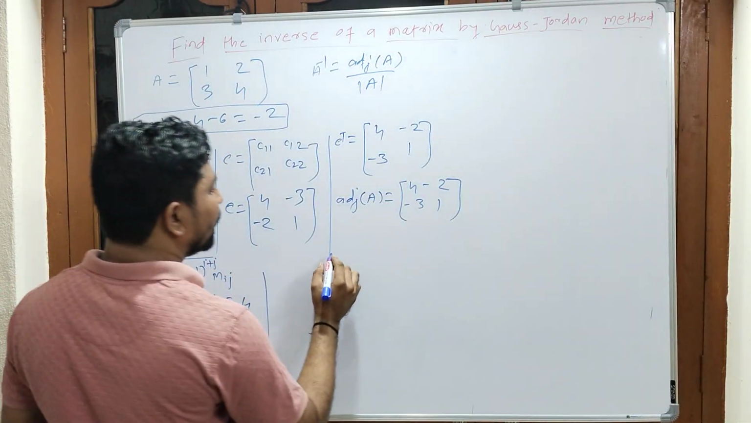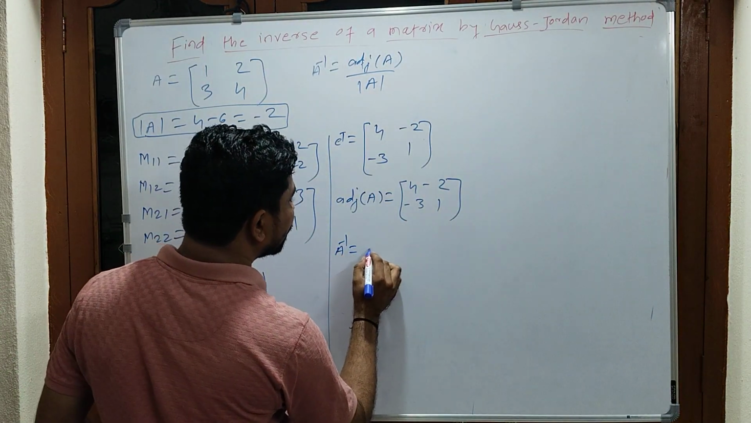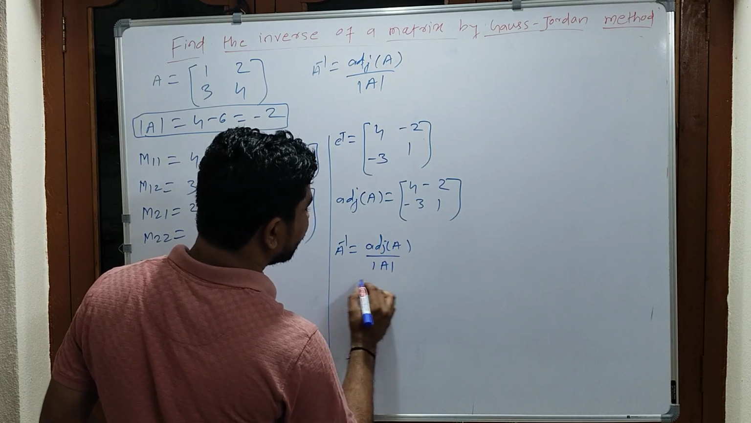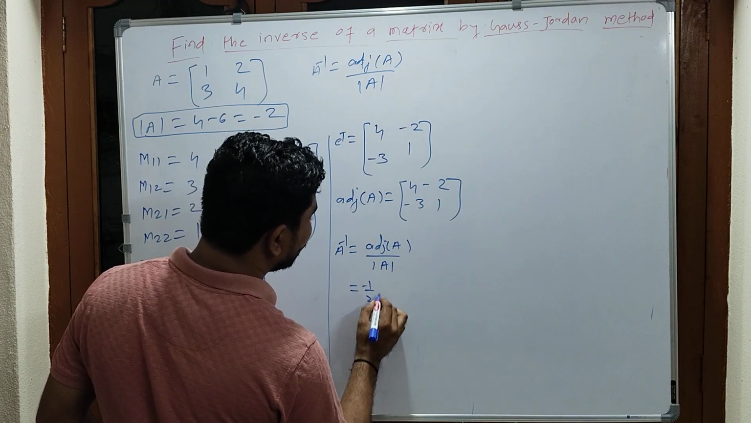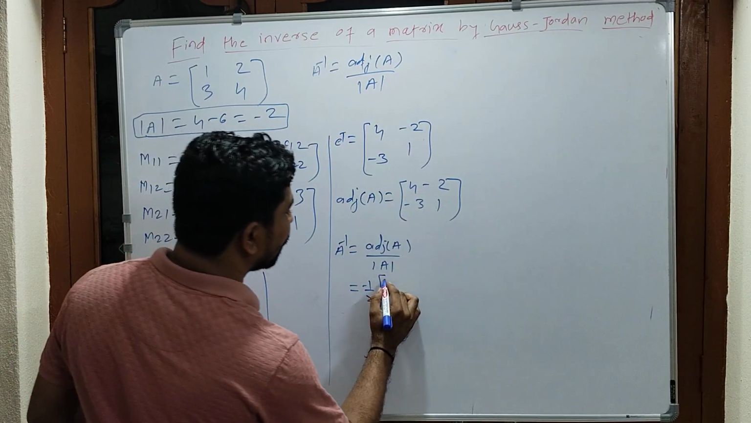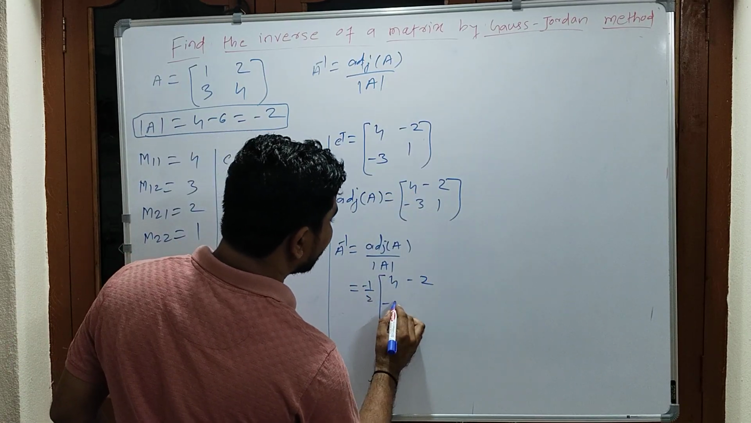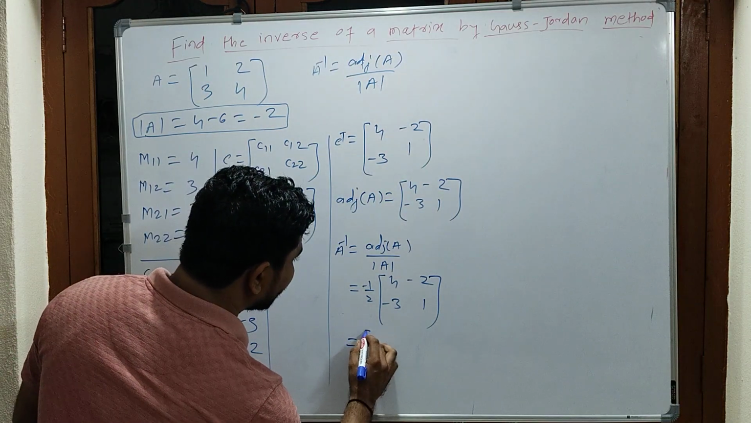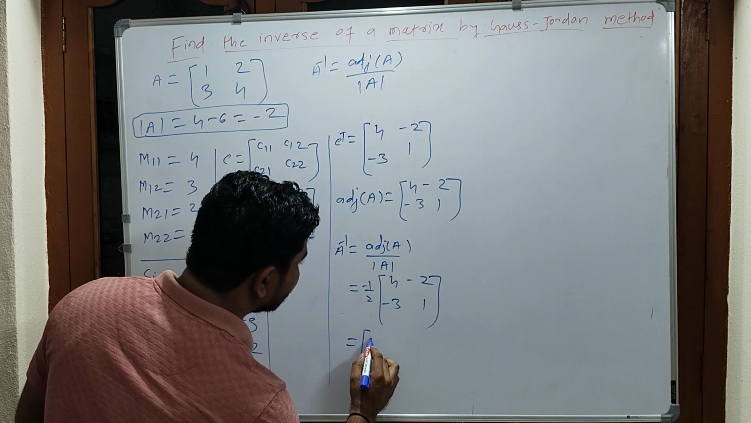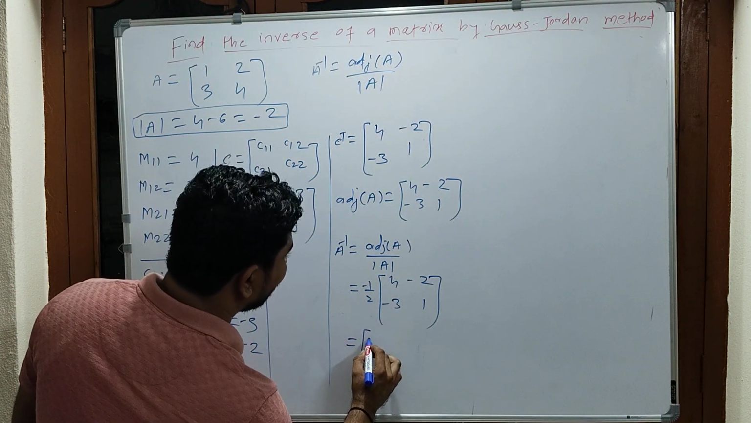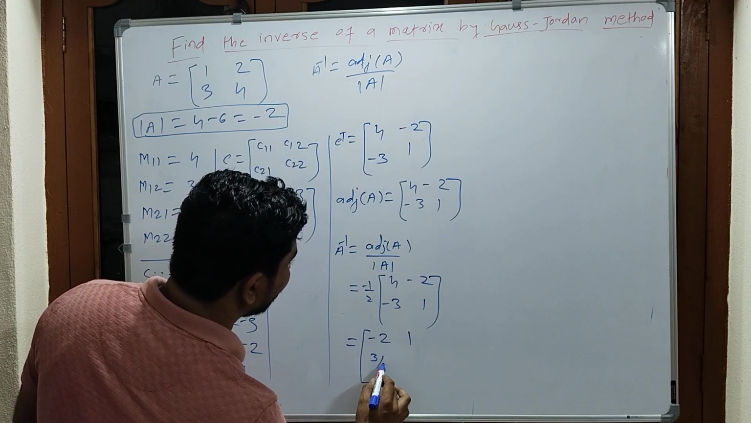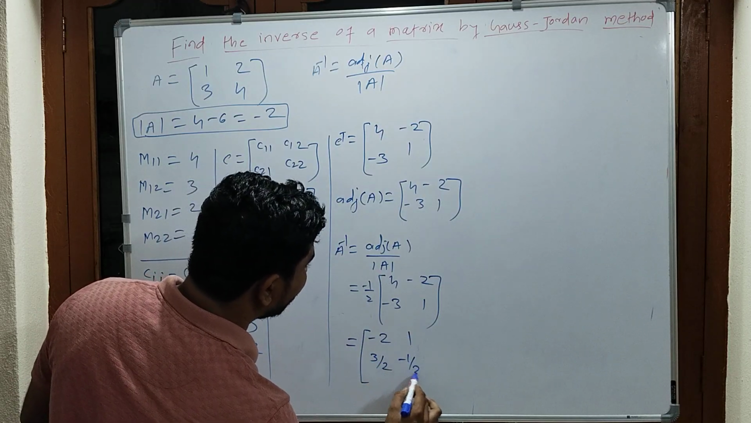So A inverse is equal to adjoint of A divided by determinant of A. So write here minus 1 by 2 times this matrix 4 minus 2, and minus 3 and 1. So here this is simply minus 2, this is 1, and this is 3 by 2, and this is minus 1 by 2.